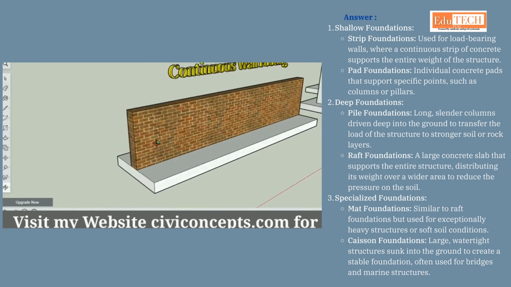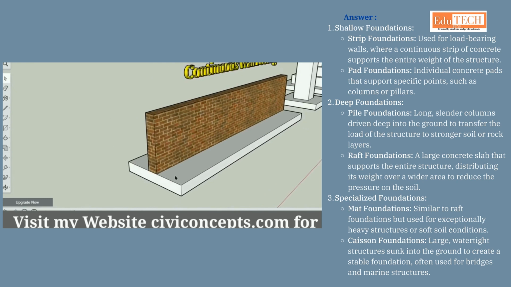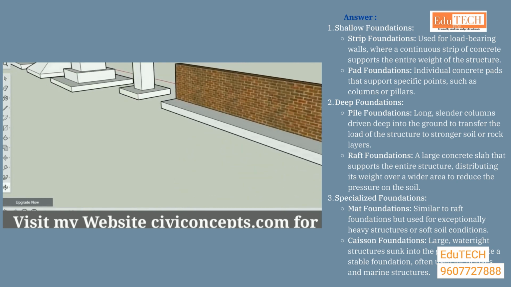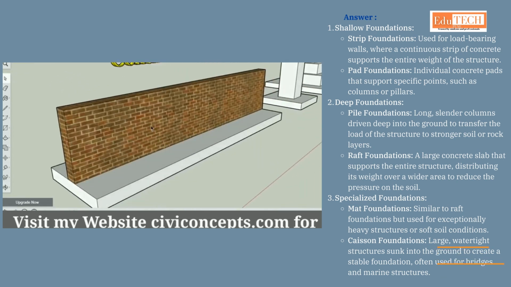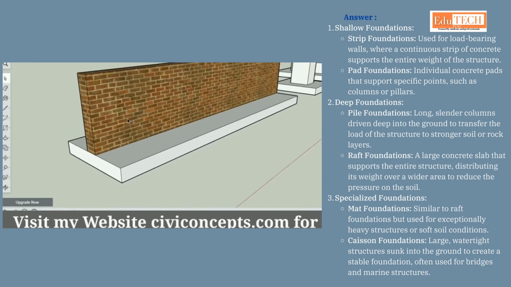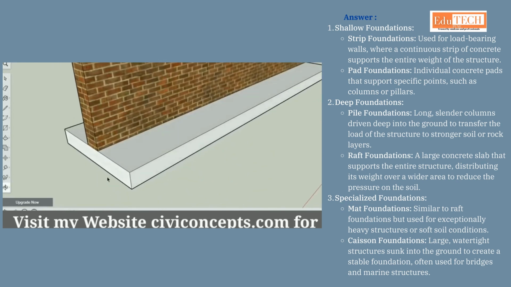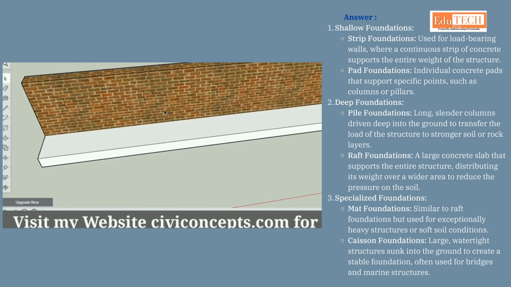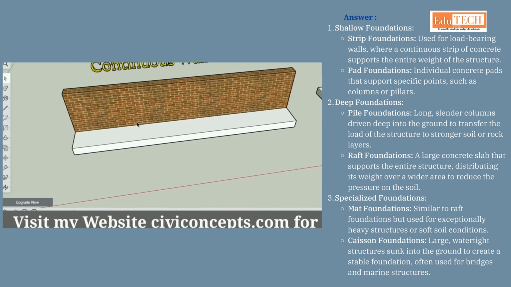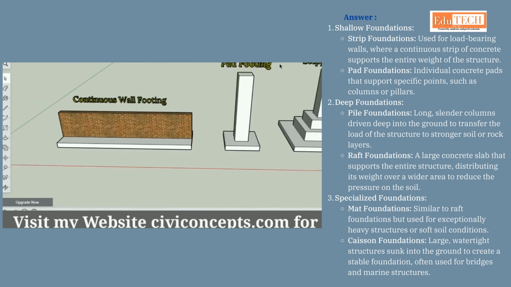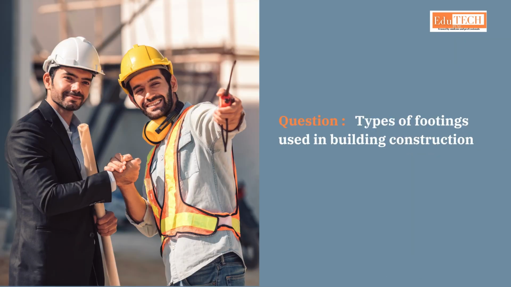Raft foundations, a large concrete slab that supports the entire structure, distributing its weight over a wider area to reduce the pressure on the soil. Specialized foundations. Mat foundations, similar to raft foundations but used for exceptionally heavy structures or soft soil conditions. Caisson foundations, large, watertight structures sunk into the ground to create a stable foundation, often used for bridges and marine structures. Question: Types of footings used in building construction.